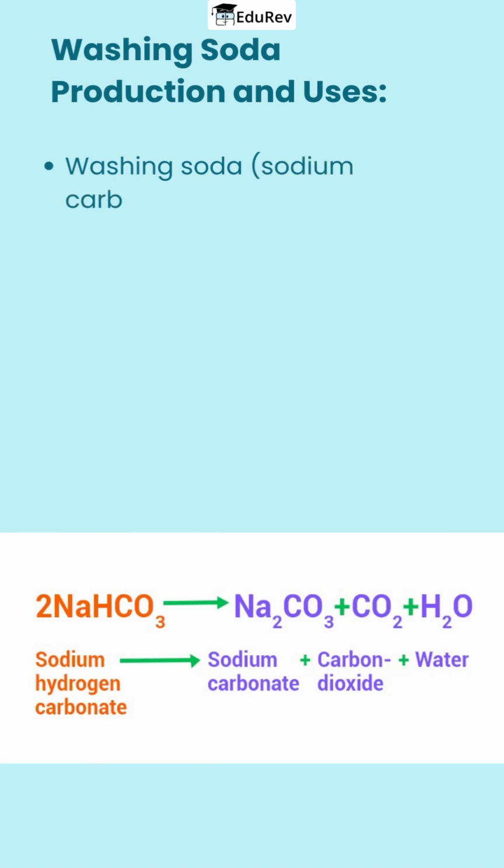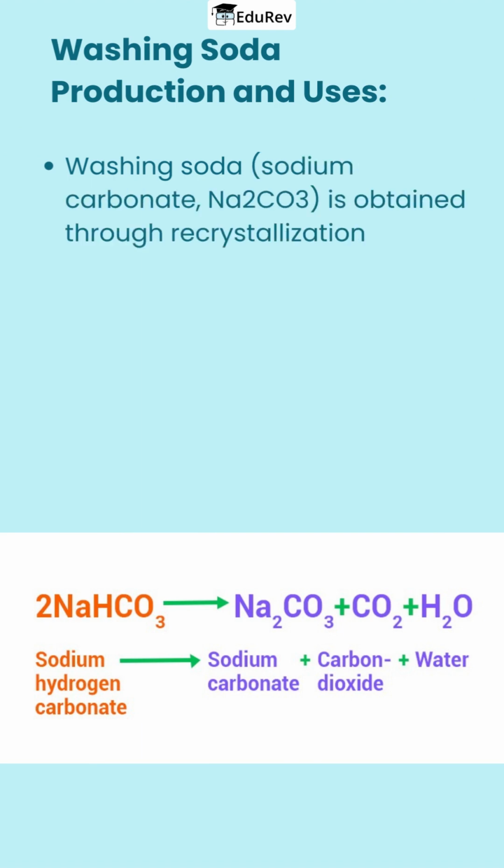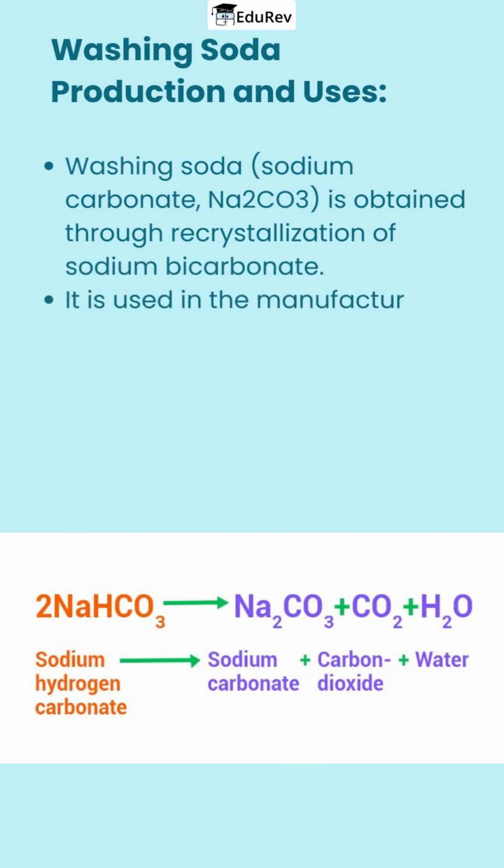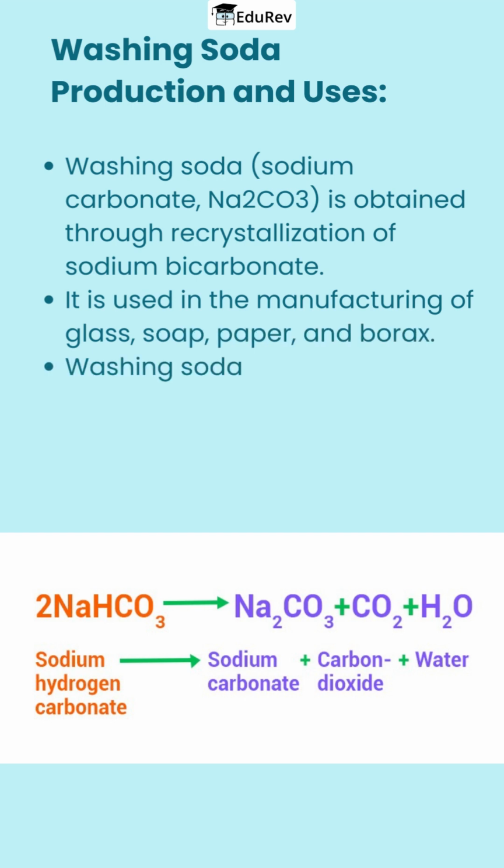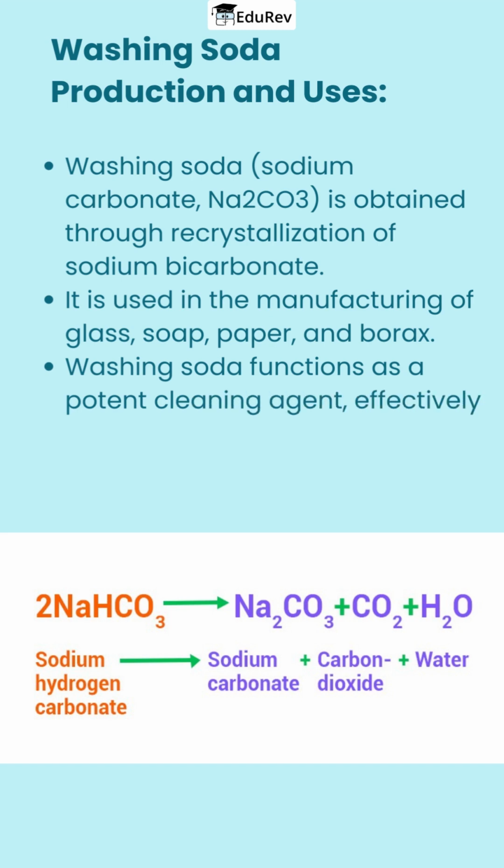Washing soda production and uses. Washing soda or sodium carbonate is obtained through recrystallization of sodium bicarbonate. It is used in the manufacturing of glass, soap, paper, and borax. Washing soda functions as a potent cleaning agent, effectively removing water hardness.